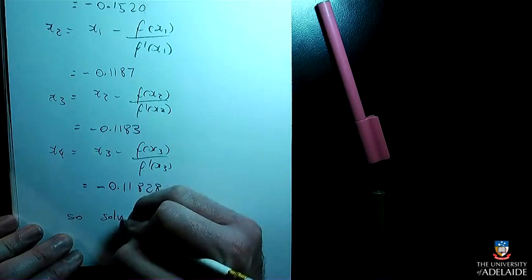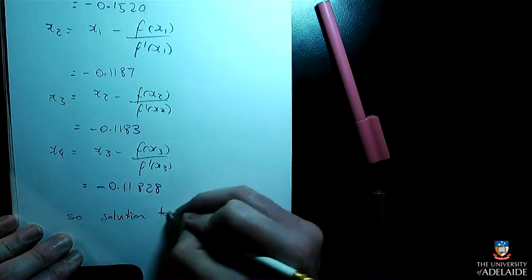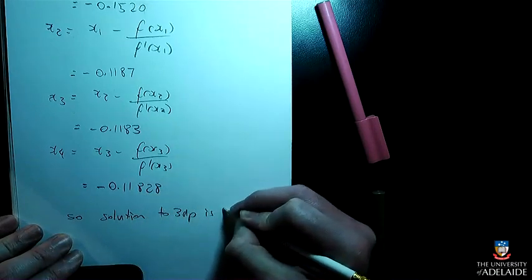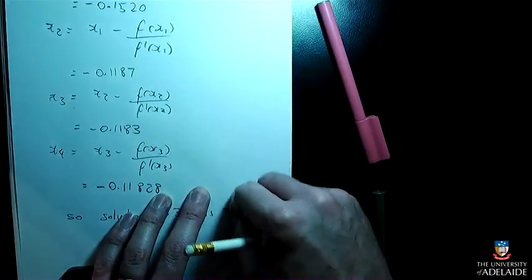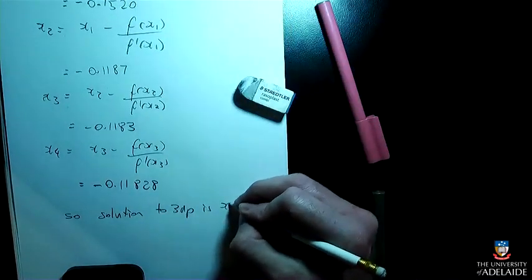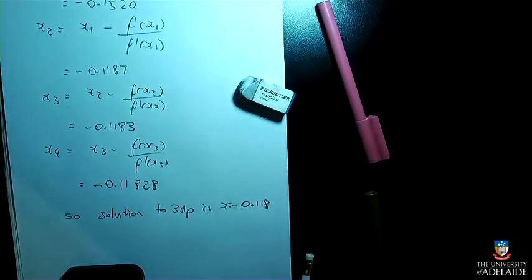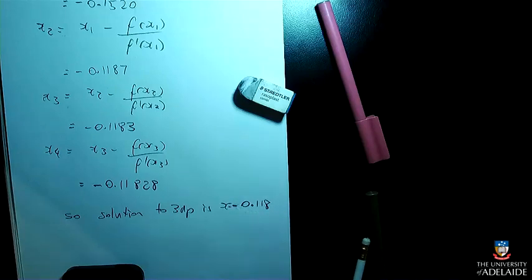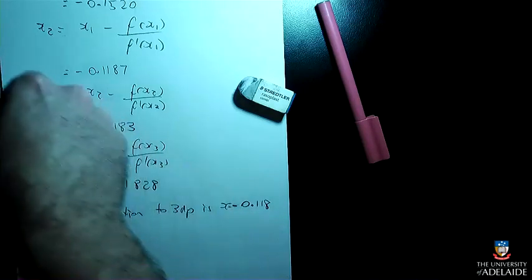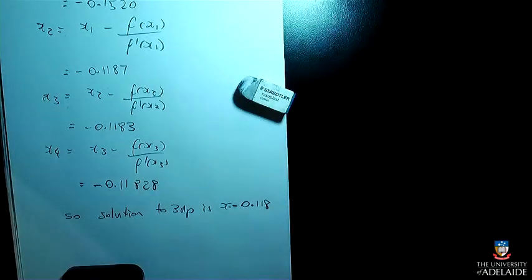So the solution is, to 3 decimal places, negative 0.118. There we go. So once the change is starting to occur after the decimal place you're interested in, that's when you can stop.